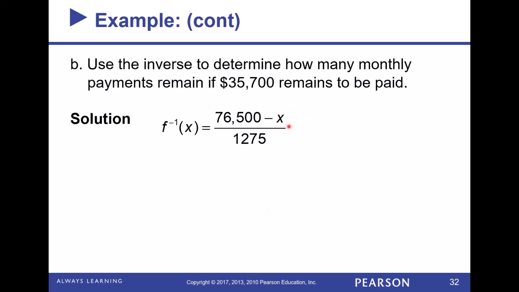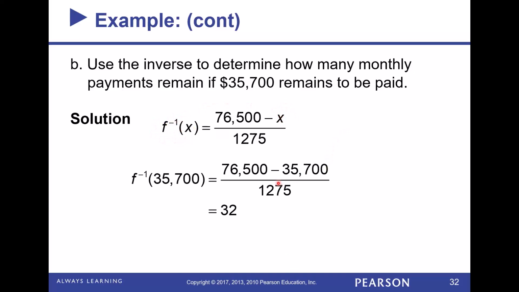But because x now is the new x, remind yourself, the x that we originally had was the number of payments, but the output of the original one was the y value. This is that new value, what the y value used to be. So this is how much is remaining on the loan, and this will tell me how many payments I need to make. So if I plug in 35,700, I'm going to get that there are 32 payments left to be made on the amount.